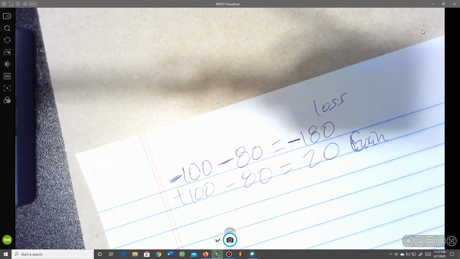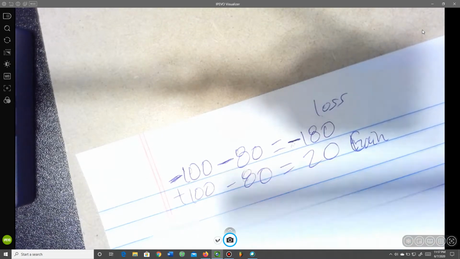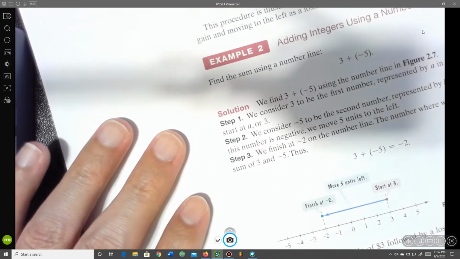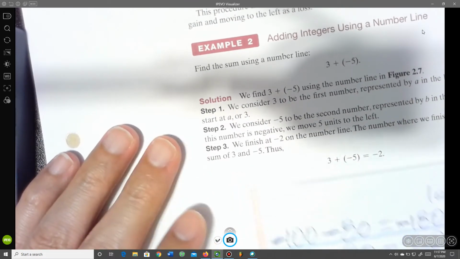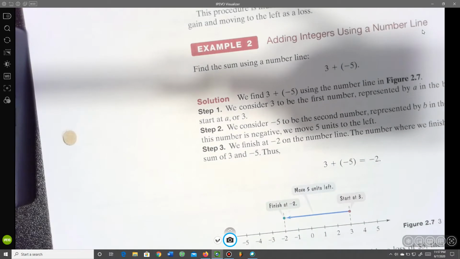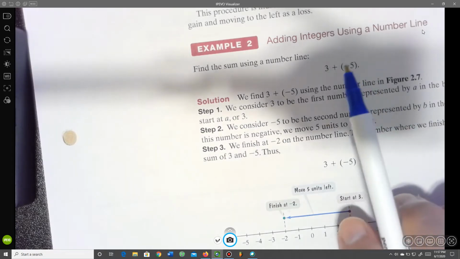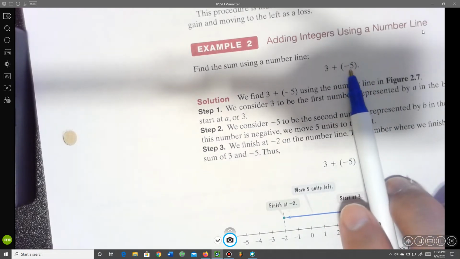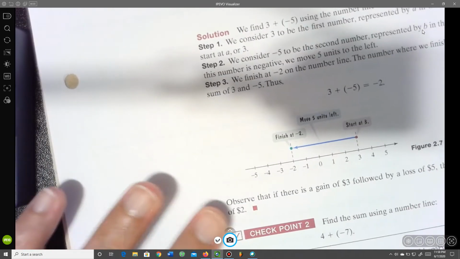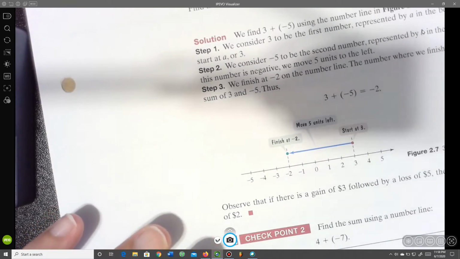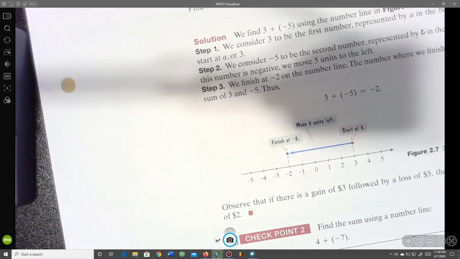Example 2. Adding integers using a number line. Okay, so what do they mean by using a number line? And again, like I told you, if you already know how to add, if you think you're pretty good at adding negative values and positive values, don't worry about this lesson, okay? But for those of you who haven't had the practice, let me show you what they mean by this.